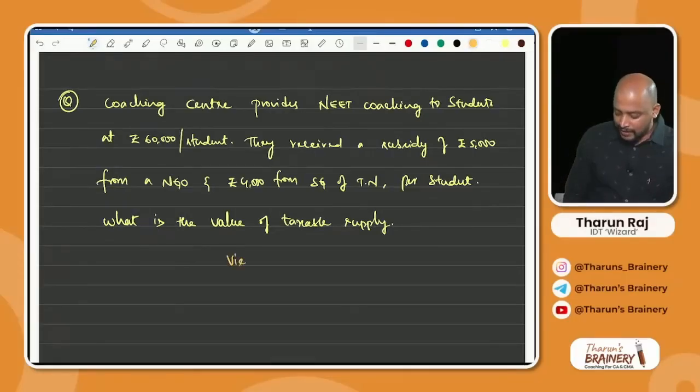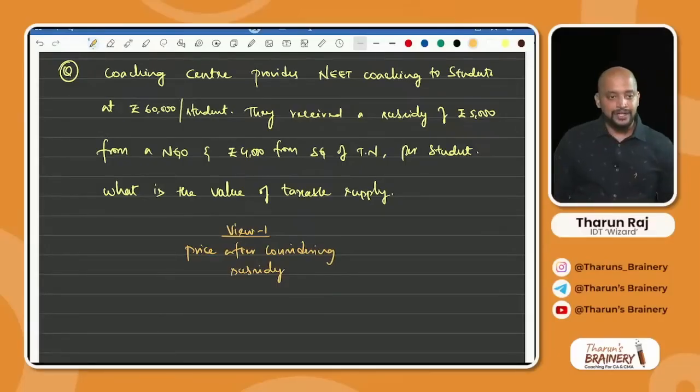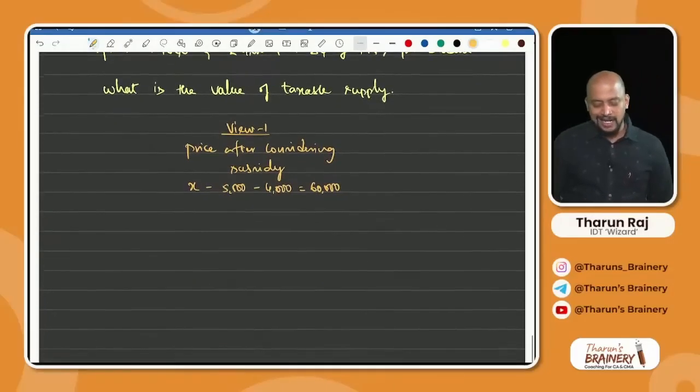So view 1 is price after considering subsidy. What is the meaning of price after considering subsidy? Price after considering subsidy means the given price is there, that 60,000. So there is some X price. From that they reduced 5,000. They reduced 4,000. That's where we got 60,000. That is the meaning of price after considering subsidy.